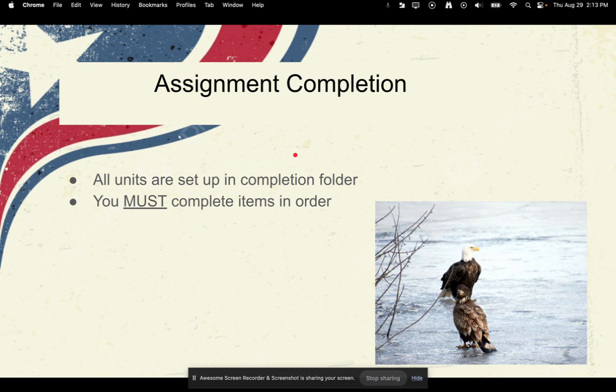So assignment completion, this is new. If you're new to me, or if you've had me before for any of my other classes, I typically don't do this with my other classes because it makes me confused. But for government, I am following what the other two teachers are doing. So all units are set up in something called a completion folder, which means that you need to do the assignments in order. If you don't do your assignments in order, then you won't have access. Let's say you did lesson 1, but you want to skip lesson 2 and just go to lesson 3. You can't do that. You have to go in order of the lessons of how they're set up.